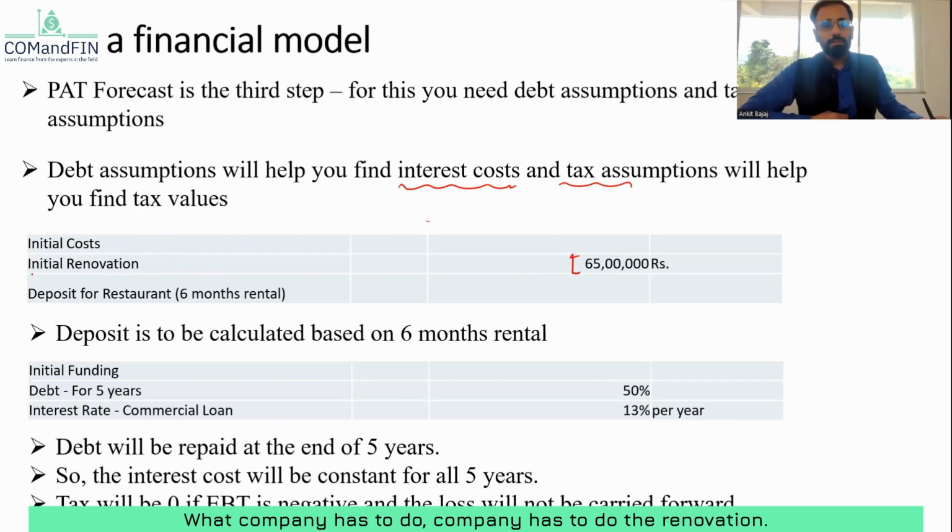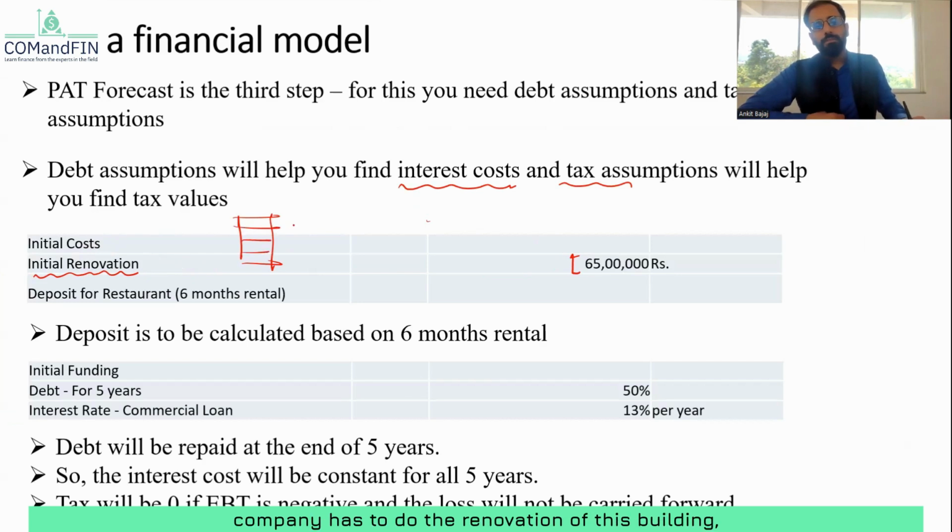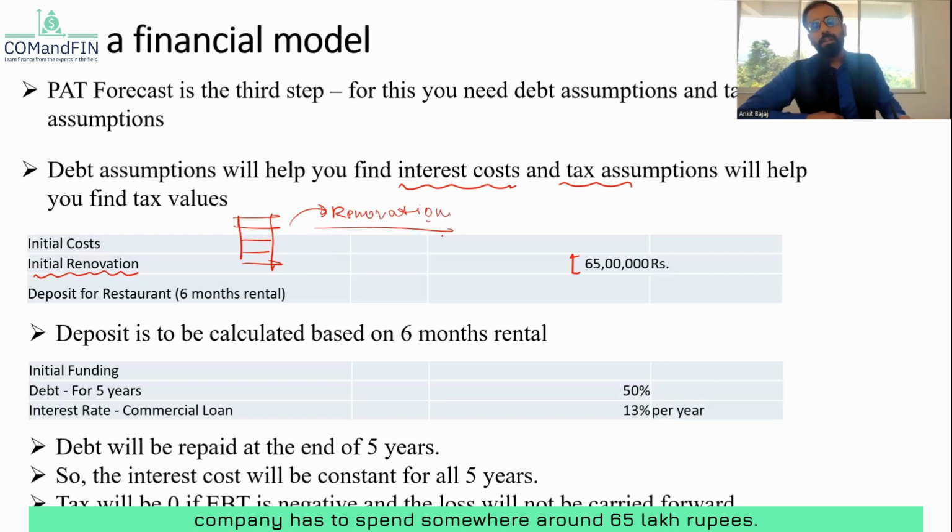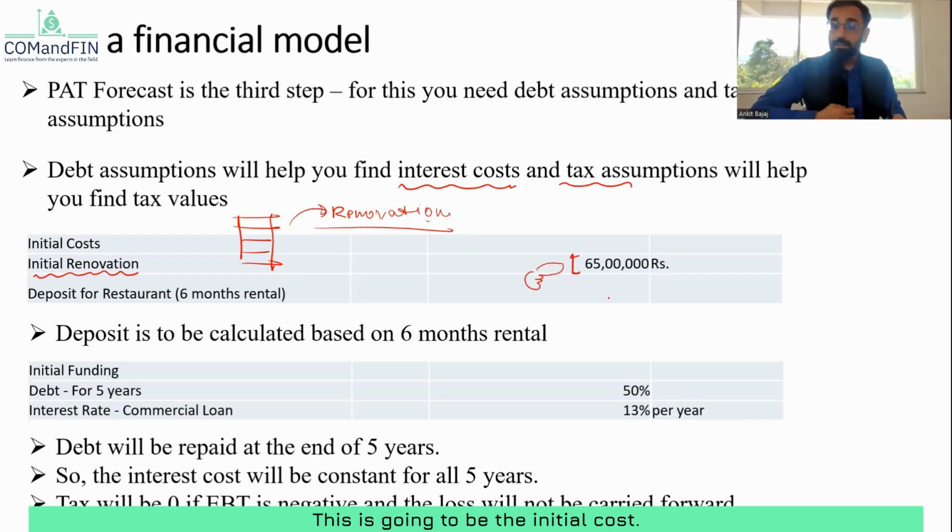What does the company have to do? The company has to do the renovation. The company has taken one building on rent, right? But here the company has to do the renovation of this building, and to renovate this building, the company has to spend somewhere around 65 lakh rupees. This is going to be the initial cost.